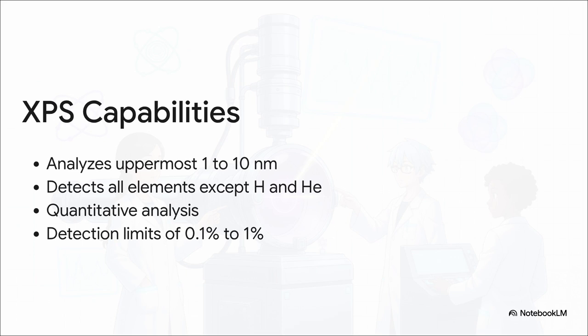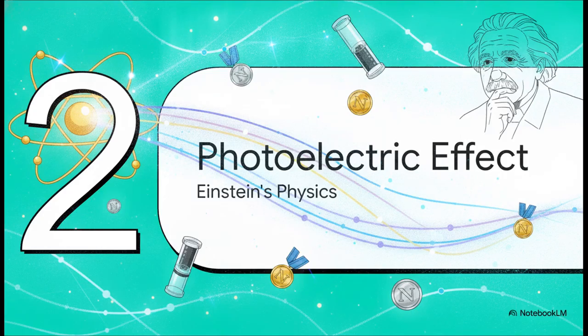As we said, it probes just the uppermost 1 to 10 nanometers, making it incredibly precise. Now, it acts as a virtually universal elemental detector. It can spot pretty much every element on the periodic table, with 2 exceptions: hydrogen and helium. Those 2 are just too light and simply don't produce measurable photoelectron signals under normal conditions. But for everything else, it's amazing. Plus, it gives us quantitative analysis without needing external standards. That means we can estimate relative atomic concentrations straight from the data. And it pulls all this off with detection limits ranging from about 0.1 to 1%. Not too shabby, right?